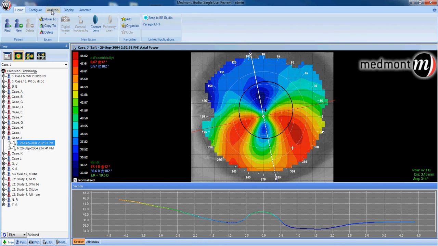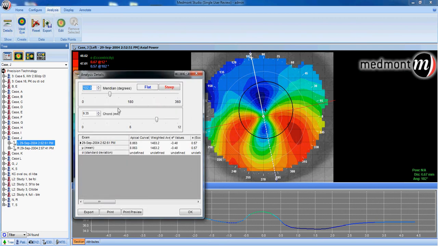If you click on analysis, this allows us to look at the details of this particular exam or multiple exams. We can change the axis that it's analyzed on. Generally it defaults to the flat meridian. We can change or set the chord of measure, meaning what diameter we want to measure our information to. We can look at the flat meridian or the steep meridian. This is helpful when looking at sagittal depth, for instance.